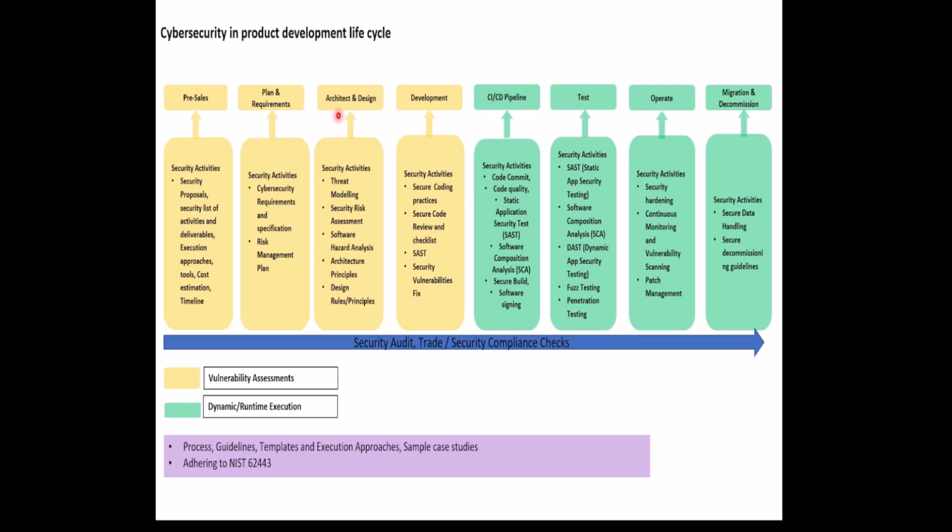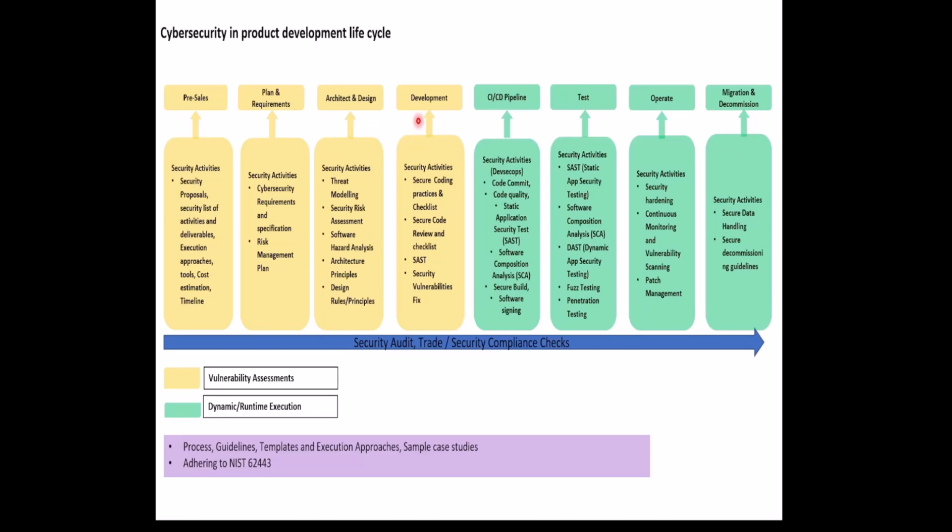When we do the architect and design phase, these are all the security activities we need to consider. Threat modeling we need to do, security risk assessment, software hazard analysis if it is applicable, architecture principles for security, design rules or design principles for security. These are all the high level activities we need to consider when we do the architect and design for the application or solution.